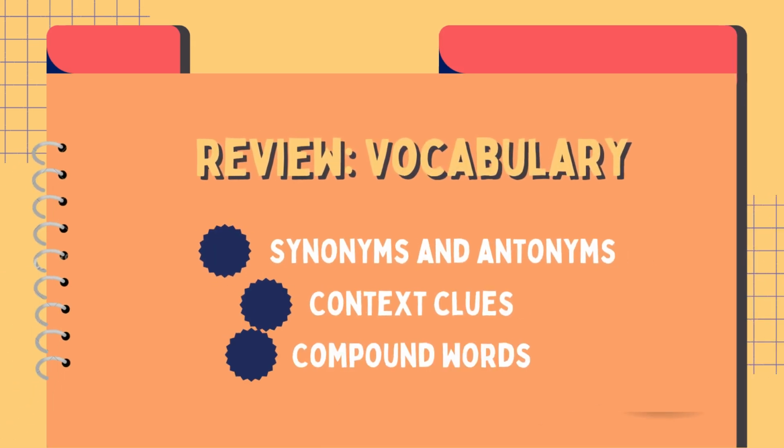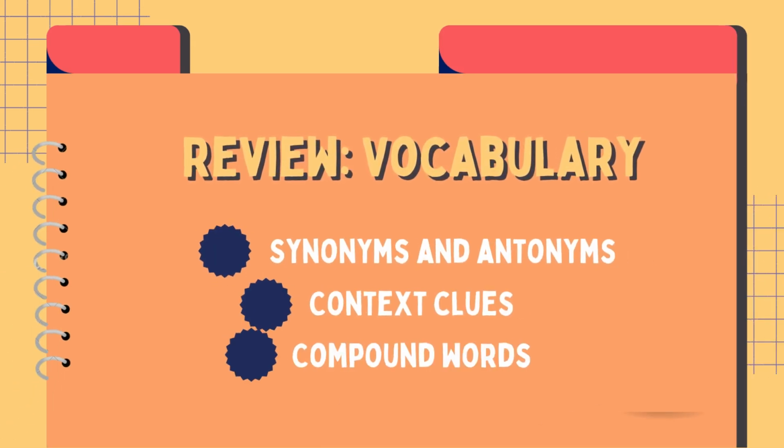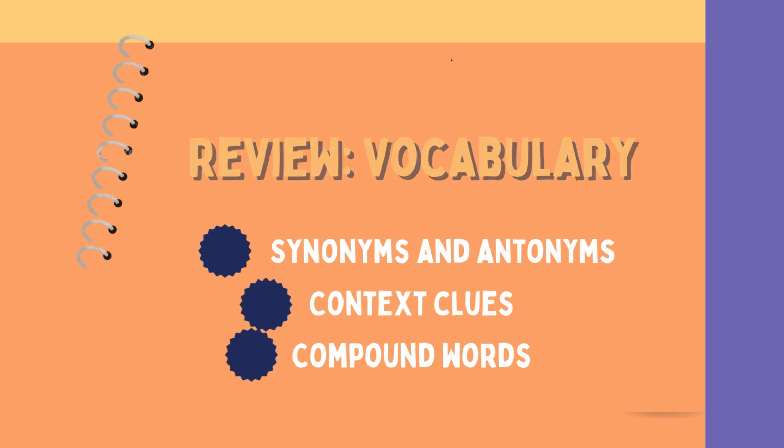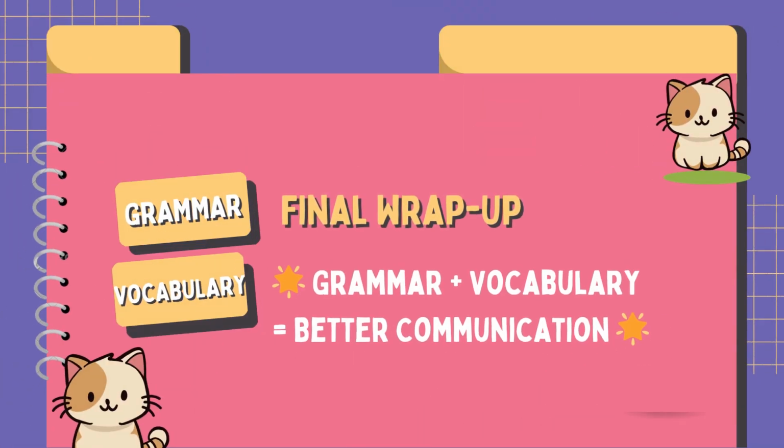Vocabulary helps us say more and understand more. Synonyms are words with similar meanings, antonyms are opposites, context clues help us guess meanings, and compound words join two words to make one. Grammar and vocabulary work together. Grammar gives us rules for building sentences, and vocabulary gives us the words to use. Together, they help us communicate clearly and confidently. Remember, the more you practice, the better you will become at English.